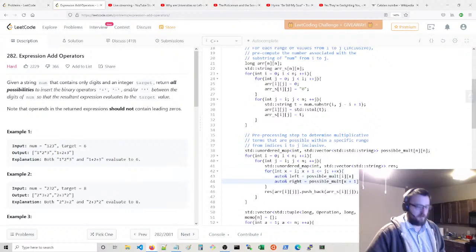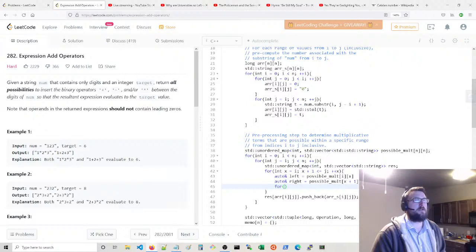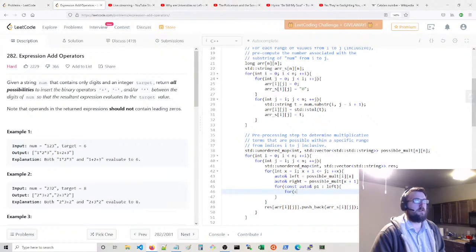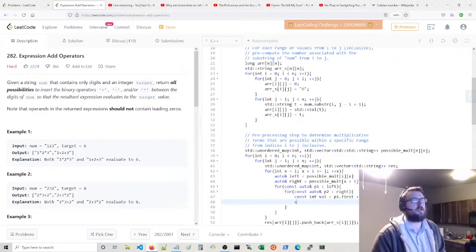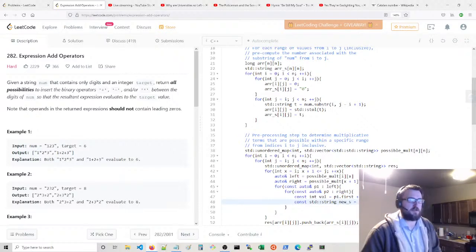So we have left and right. We're going to loop over both of those. For the left side and the right side, we have for each key const. Well, you could use a pair. It's something like this: P1 in left side and P2 in the right side. I'm going to create this val, which is going to be P1 first plus P2 first. That's going to be the new key, and then const string new s. That's going to be a concatenation with a multiplication sign between them, right?